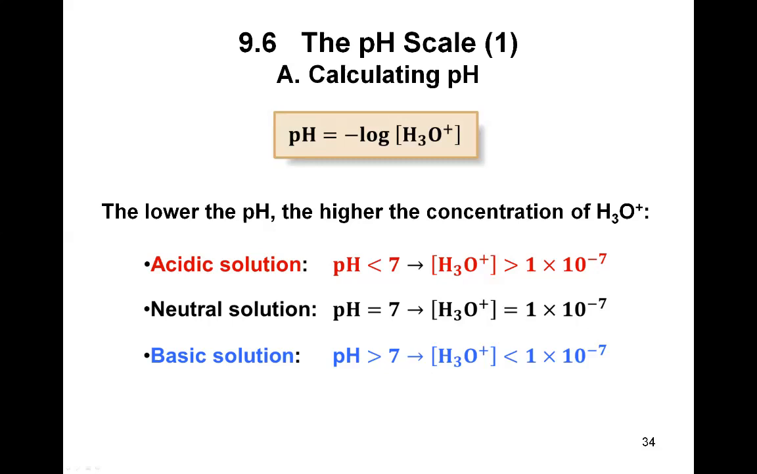So notice here that when you are going down by 1 unit in the pH value, let's say, for example, pH 3, and you go down to pH 2, this will translate into a concentration of H3O+ multiplied by 10. There is 10 times more H3O+ ions in pH equals 2 than pH equals 3.